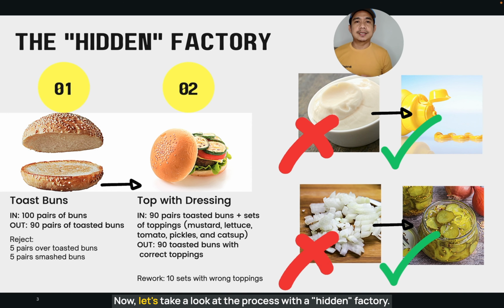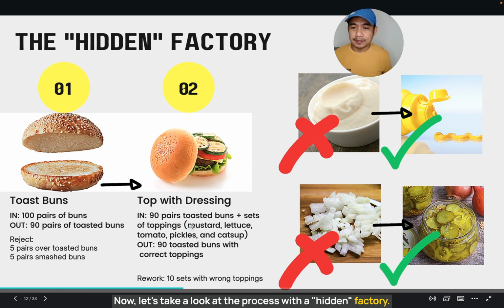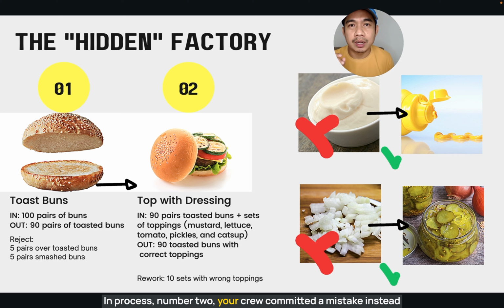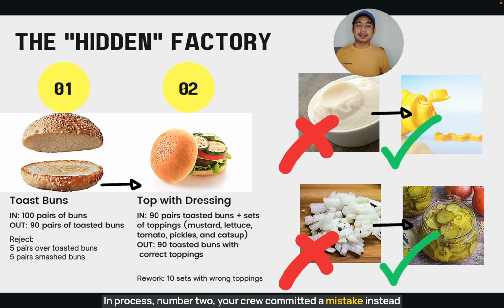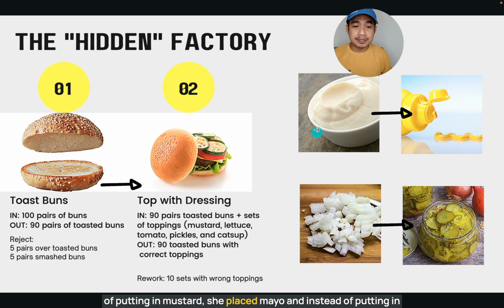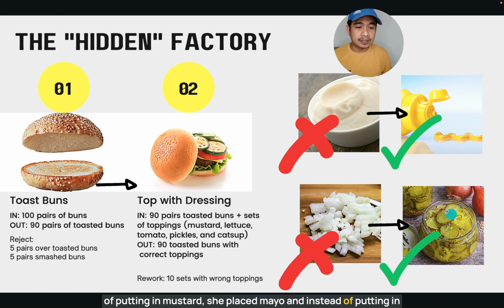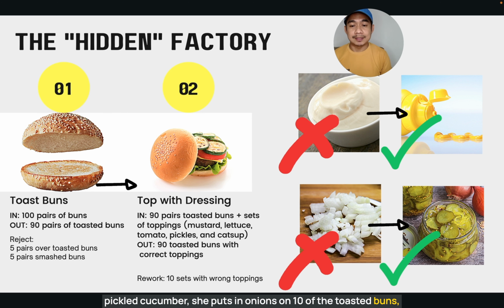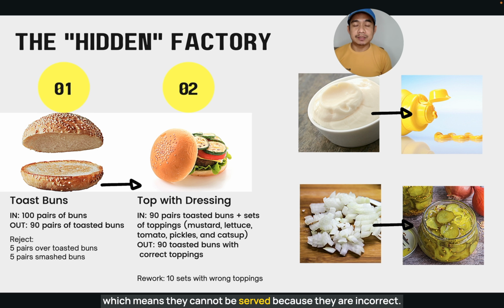Now, let's take a look at a process with a hidden factory. Let's say your hidden factory exists in process number 2. In process number 2, your crew committed a mistake. Instead of putting in mustard, she placed mayo. And instead of putting in pickled cucumber, she puts in onions on 10 of the toasted buns, which means they cannot be served because they are incorrect.